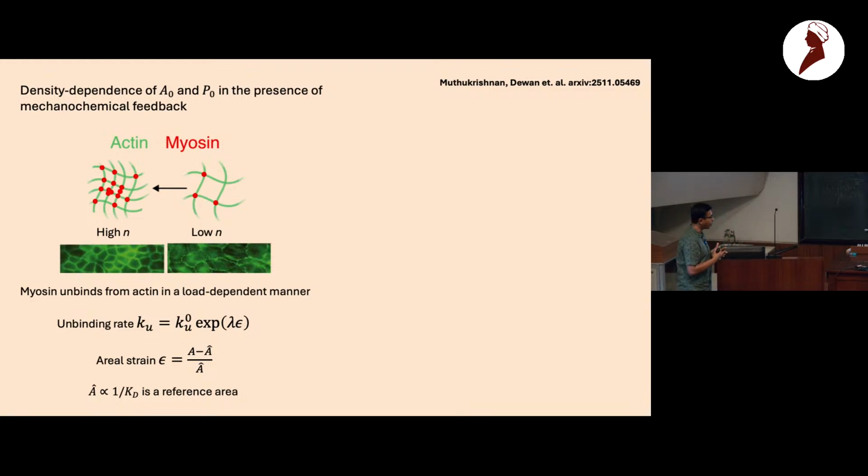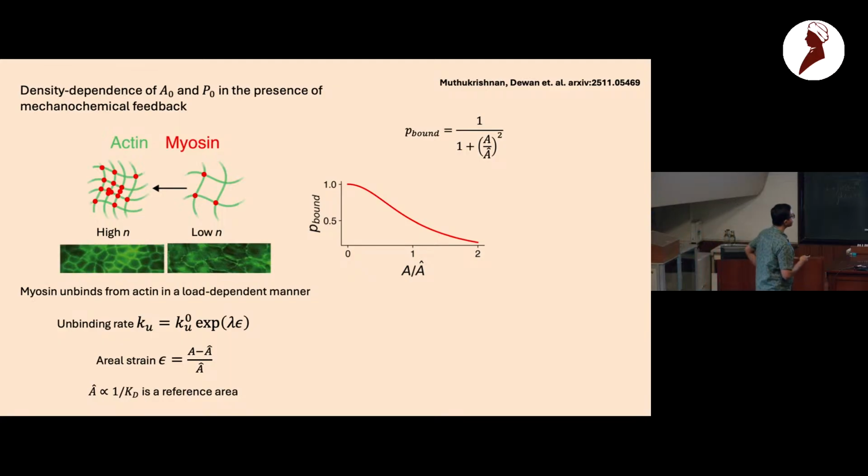And it has a nonlinear effect on the cell elasticity, which is what we should accommodate into our system. To understand how this affects the cell mechanics, we first computed how the binding rate, or the bound fraction of myosin, changes as you change the cell area. It gives you this kind of Hill-like form, where A hat is a parameter which inversely depends on the myosin binding affinity. So the stronger the myosin binding, the higher the A hat. And this is how the P bound looks.